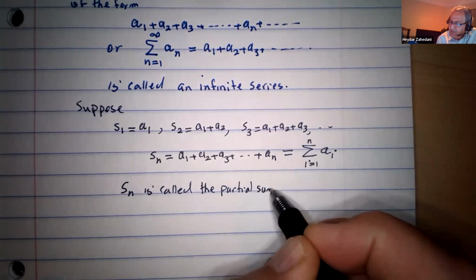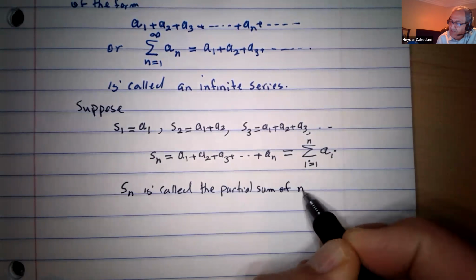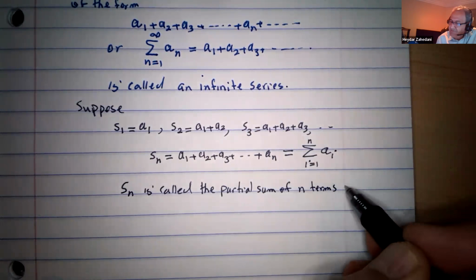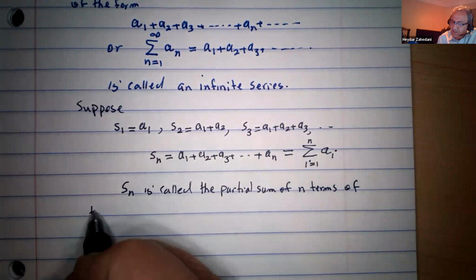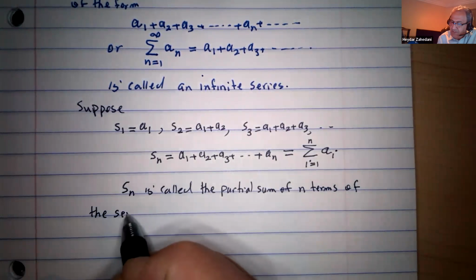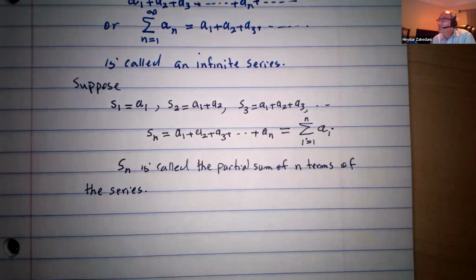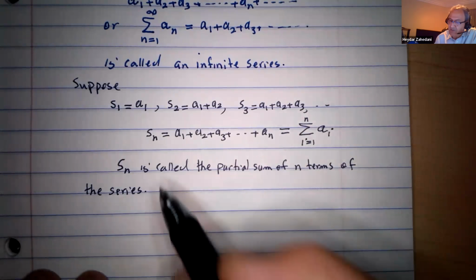of n terms of the series. So for each series, there is a sequence that the series would be introduced by. Then we can create S1, S2, S3, Sn. And just note that Sn is going to be a sequence by itself. Okay, note that.